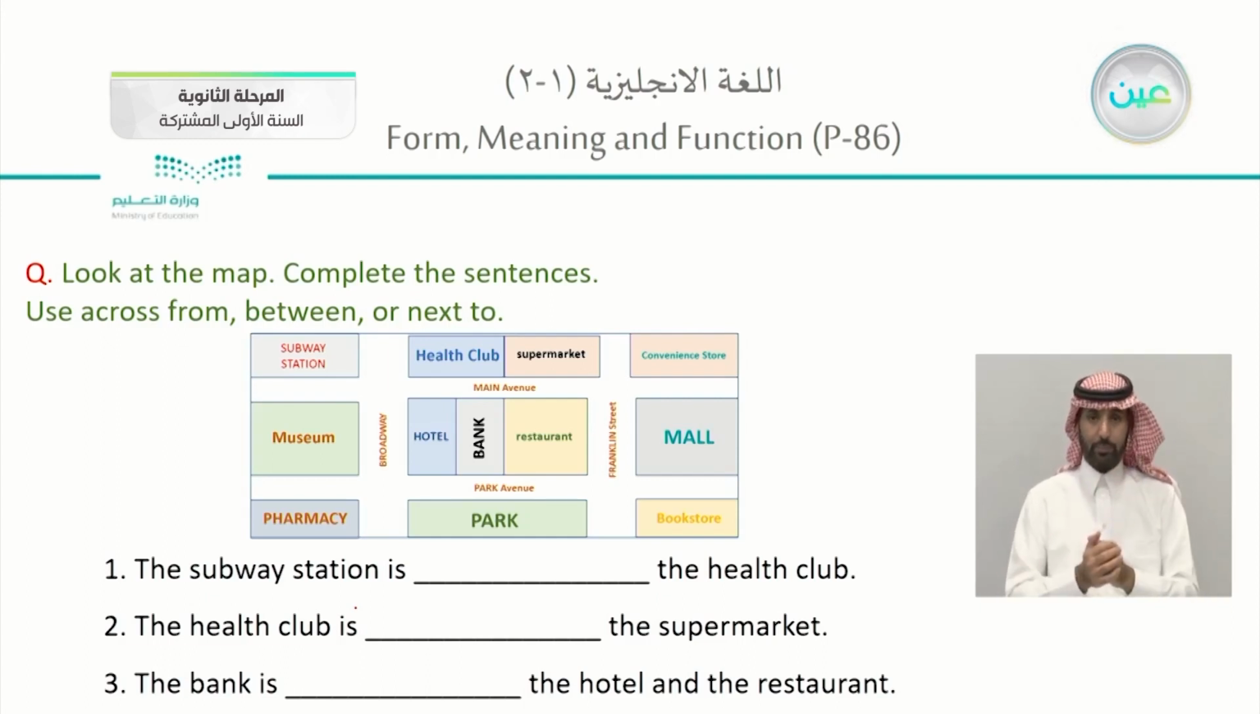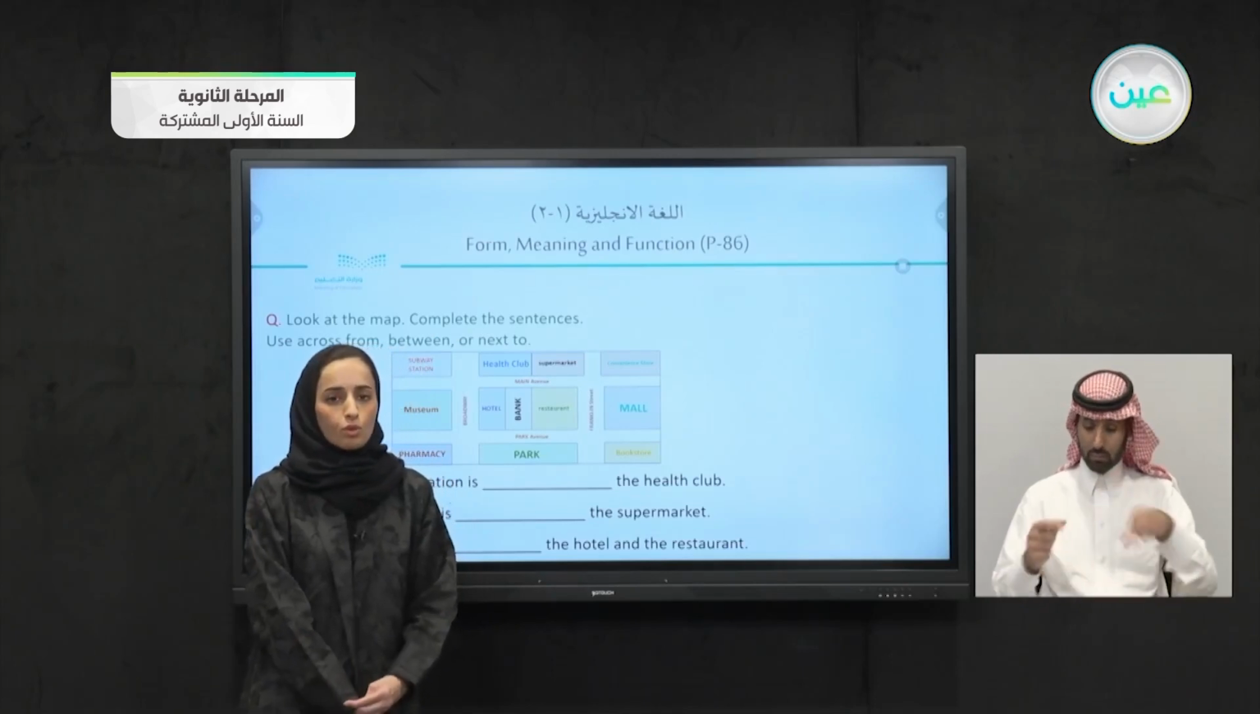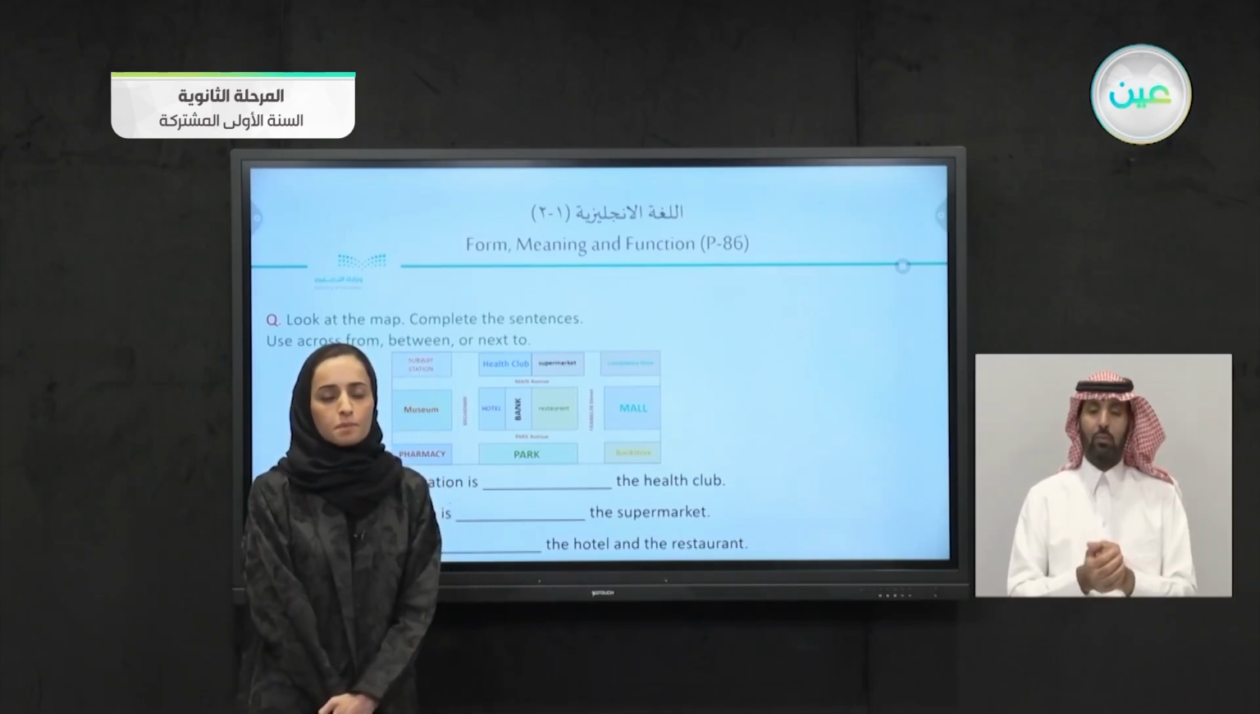We have Broadway, Main Avenue, Franklin Street, and Park Avenue. Subway station, health club, supermarket, a convenience store. Then we have a mall, restaurant, bank. We have a hotel and a museum, a pharmacy, park, and a bookstore. Give yourself some time to study the map before you go into the exercise.